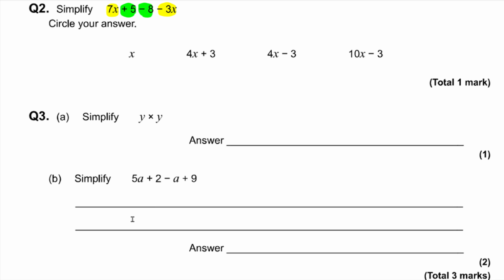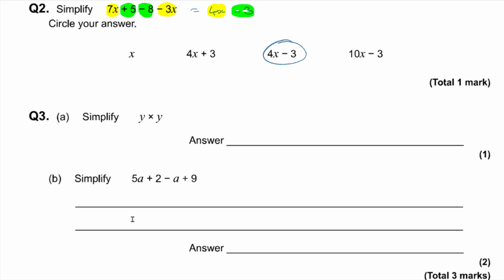And I've got two number terms, haven't I? Plus 5 and minus 8. Okay? So 7x minus 3x, that's 4x, and 5 take away 8, that is minus 3. Okay, so it's yes, that one.